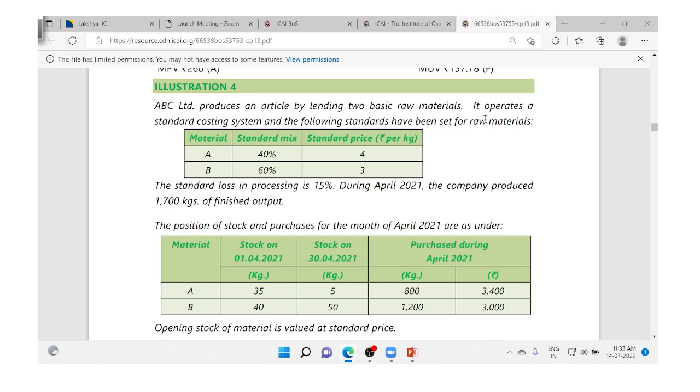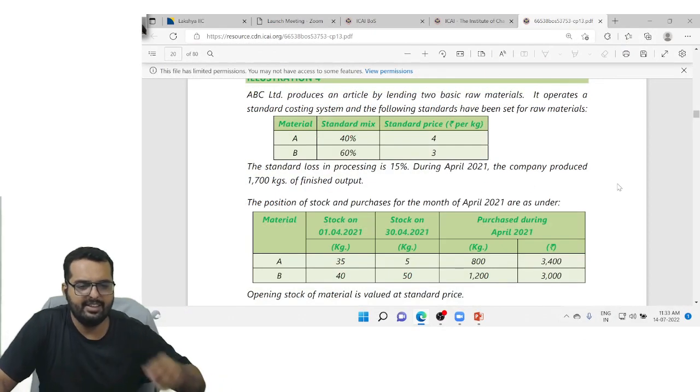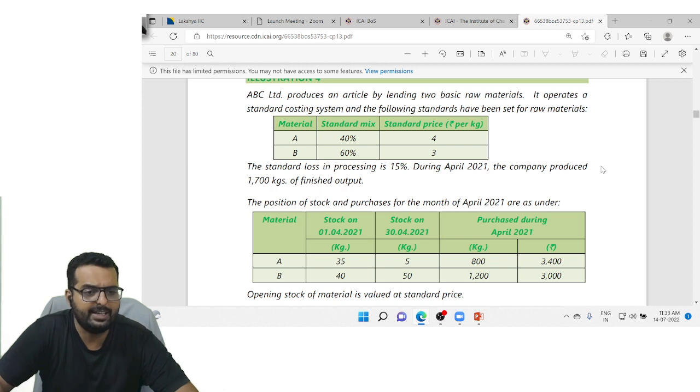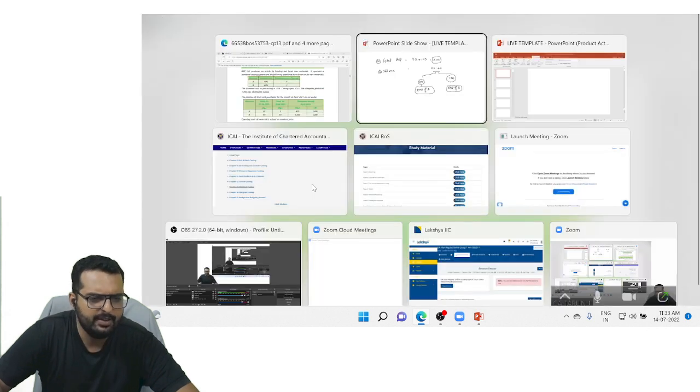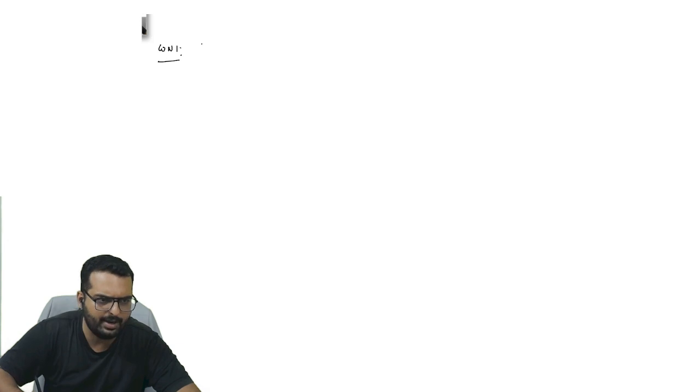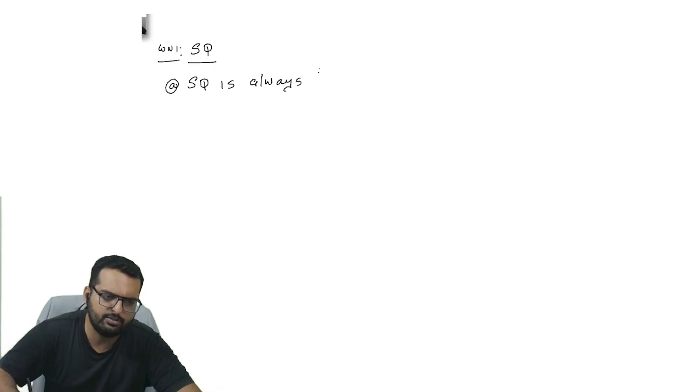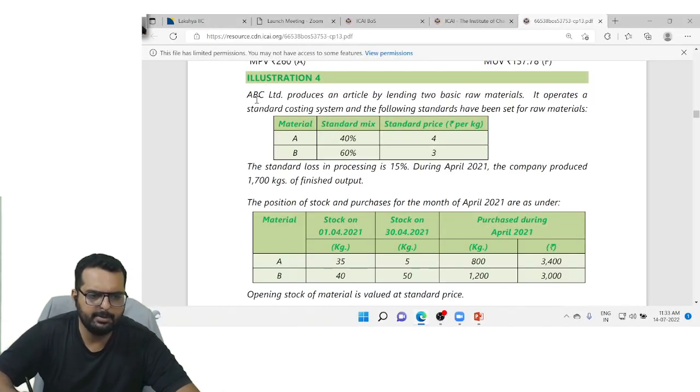Do you get the answer as 800 and 200? Friends, always repeat that in your mind: SQ is based on what? Based on actual output. So, what is the actual output they have told over here? 1700 kg. So, I'll write down over here working note number 1, SQ. In that point number A, always write down SQ is always based on actual output.